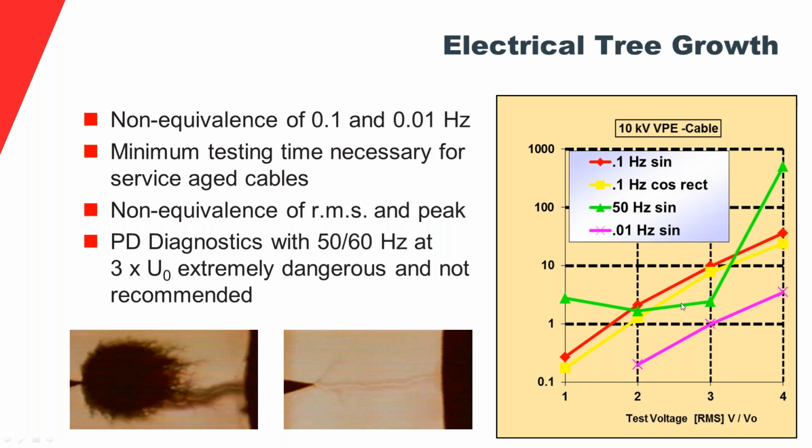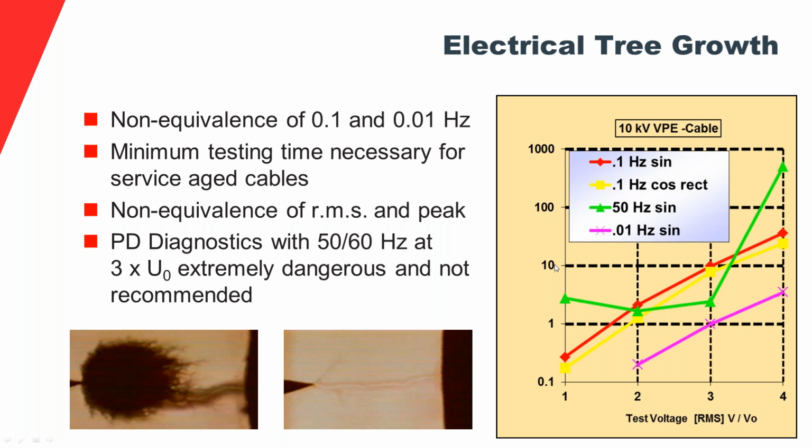And another thing I just want to point out, as a little teaser for the other two parts: if you ever consider doing PD diagnostics with a power frequency source, 50 or 60 hertz stiff, and you test at approximately 2.5 to 3 times U0, this is extremely dangerous, because you can see the electrical tree growth rate goes up here exponentially. Look, this is in millimeters per hour here.